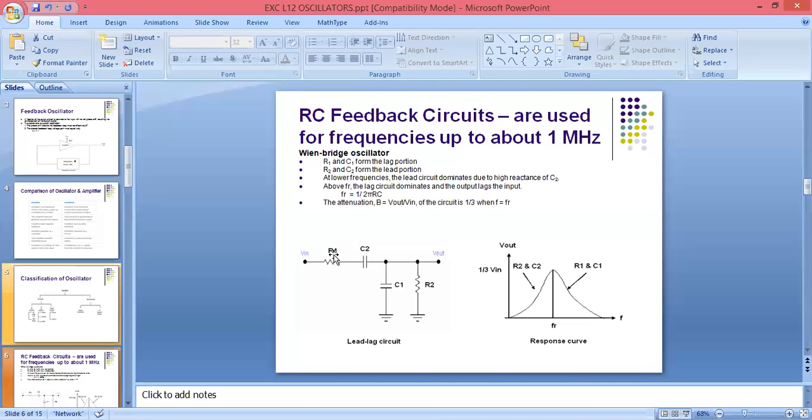You can see R1 is used first, after that capacitor C1 is used. So this network, R1 and C1, is called a lag network. You can see here the output voltage is decreasing when we are using R1 and C1. With respect to frequency, the output voltage is decreasing.